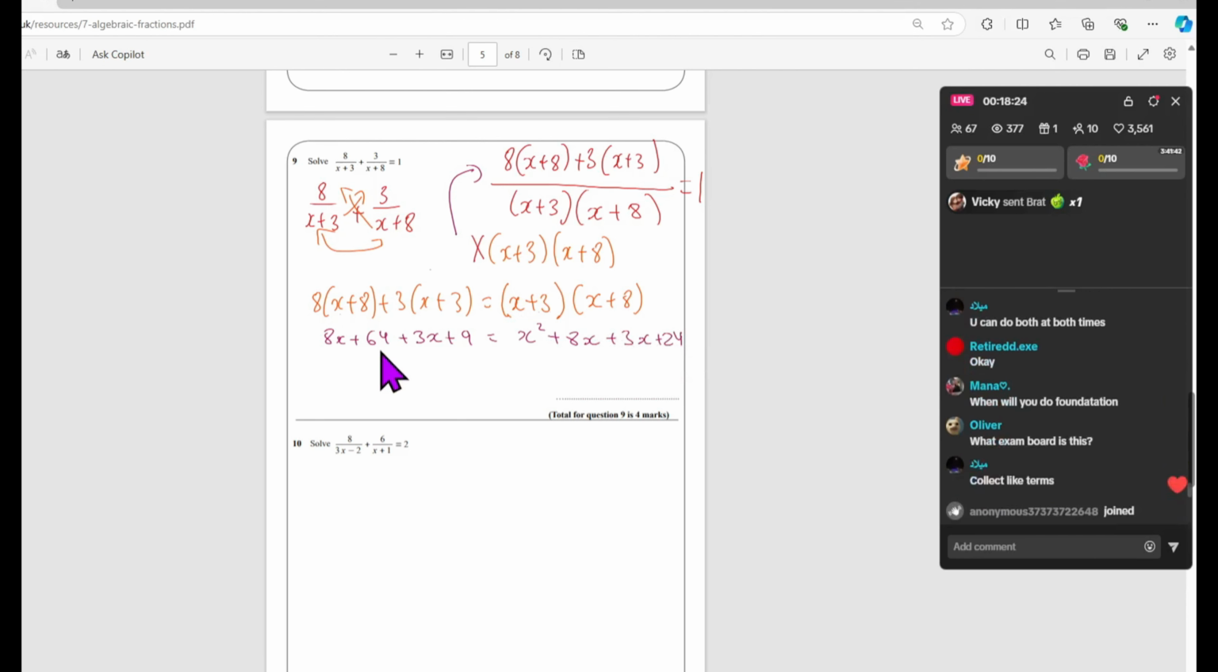I think all of you should know how to expand. Give a thumbs up if you know how to expand. Can you give a thumbs up in the chat if you know how to expand?